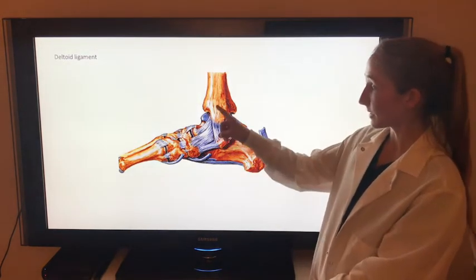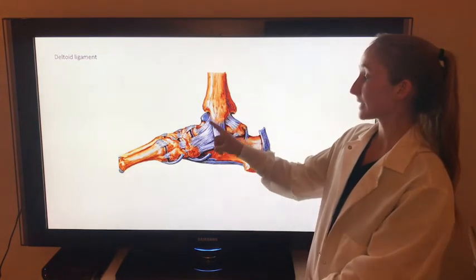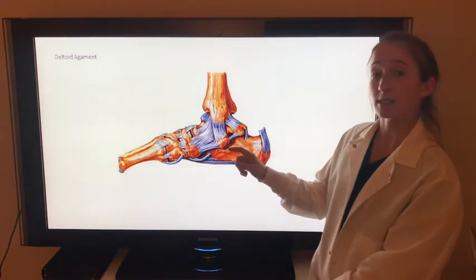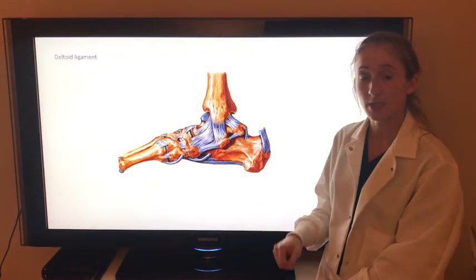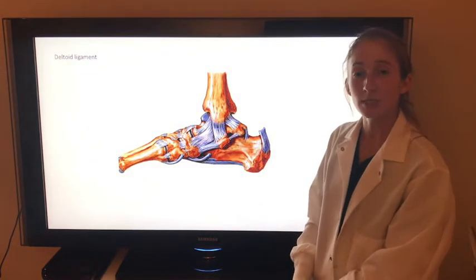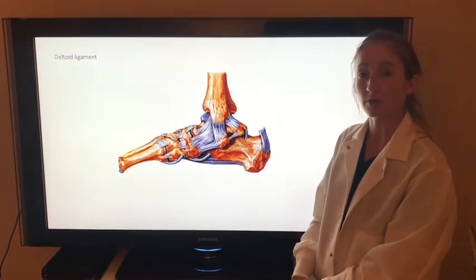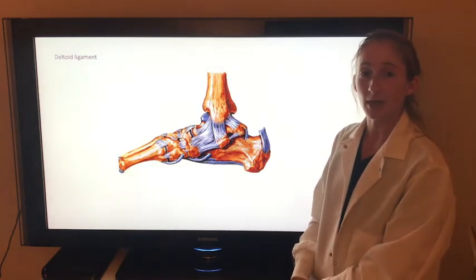The deltoid ligament is a large, strong ligament that reinforces the ankle joint medially. It originates at the medial malleolus of the tibia and fans out to attach distally to the talus, calcaneus, and navicular tarsal bones. It has 4 different components that help stabilize the ankle joint during eversion of the foot and prevent subluxation of the ankle joint.